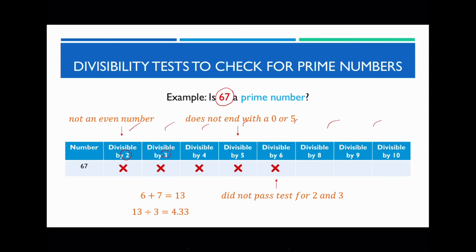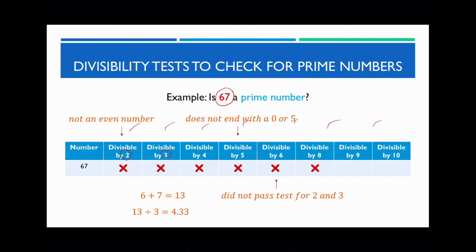Skipping number 7 because remember there is no easy test to see whether something is divisible by 7. So we're going on to 8. We said something is divisible by 8 when the last 3 digits of the number are divisible by 8. In this case, there's only 2 digits over here, and that is not divisible by 8. So therefore, this is no as well.